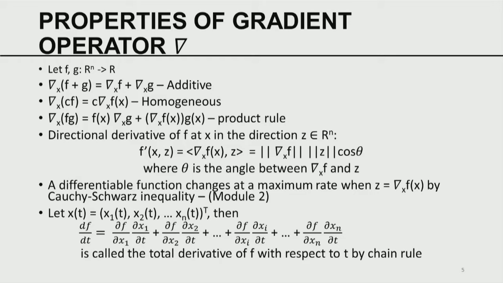This operator inverted del, which is the gradient operator, has lots of interesting properties. Let f be a scalar valued function, g be a scalar valued function. The gradient of the sum is sum of the gradients. So gradient is additive. As an operator, it has an additivity property. Gradient of a constant times a function is constant times the gradient of the function. That is called the homogeneity property.